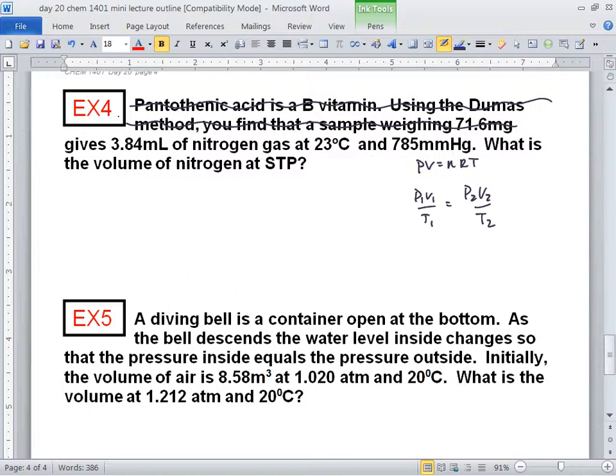Now, you got to remember what STP is. One atmosphere, 0 degrees Celsius. So you can call that P2 and T2 if you want. Oh, sorry, that's not V2. That's supposed to be a P, right? P2 is one atmosphere. And you want to know V2.